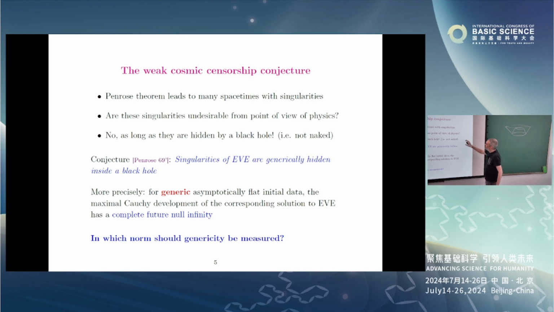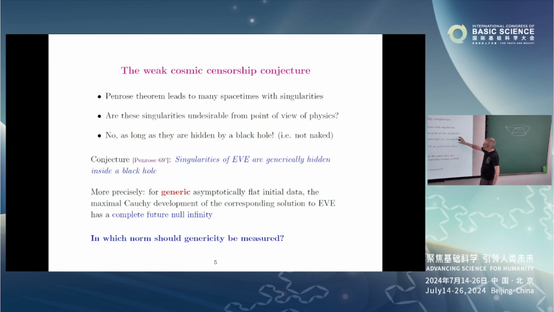Let me summarize. So far we have seen that these maximal solutions of the Einstein equations can lead to many singularities in view of the Penrose singularity theorem. Now we are forced to ask again the question: are these singularities undesirable from the point of view of Einstein's theory of relativity? The answer of Penrose, who came a few years later, was to say, well, no, as long as they are hidden by a black hole. In other words, as long as they are not naked singularities.